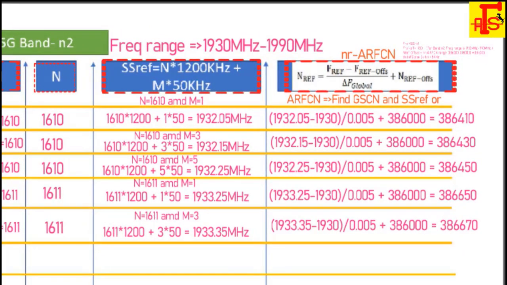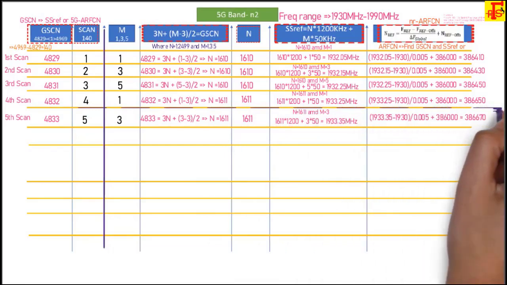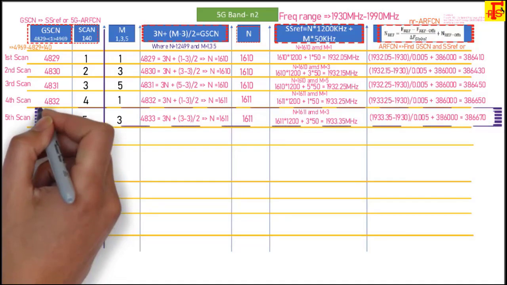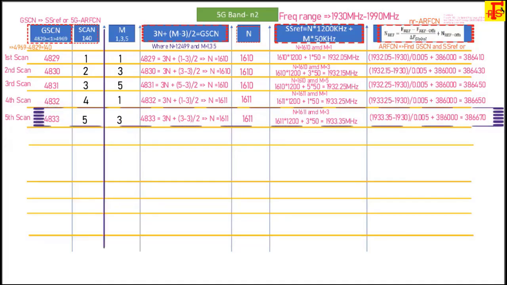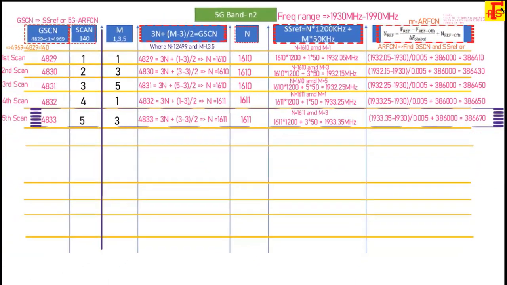So same, in band n1, the first frequency of 1930 by 0.005 plus 386,000, that is the AFCN offset value. So here it is 386670. So now finally the UE got 5G AFCN 386670 and the respective SSREF frequency is 1933.35 megahertz, where the SSB is located in this position, whatever I have shown in the first video.